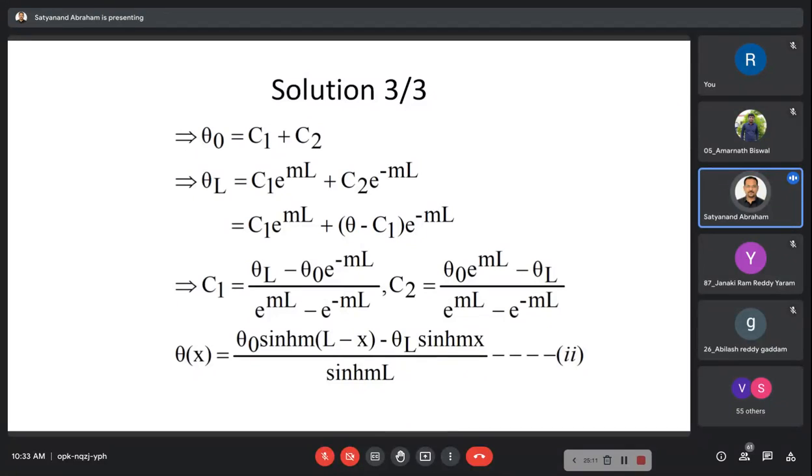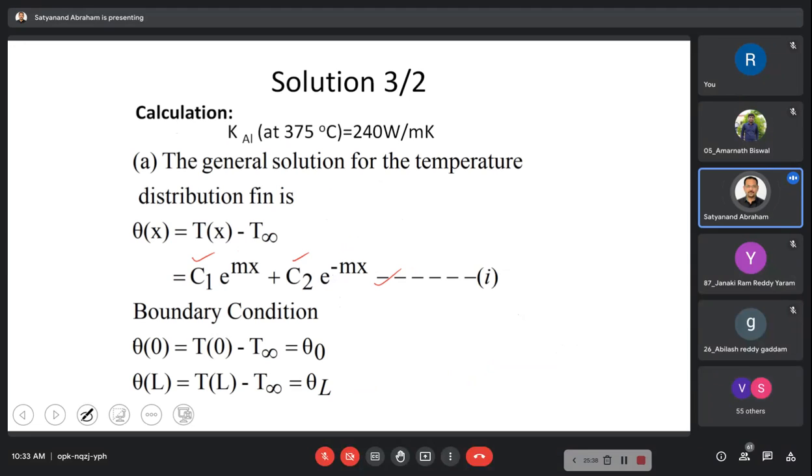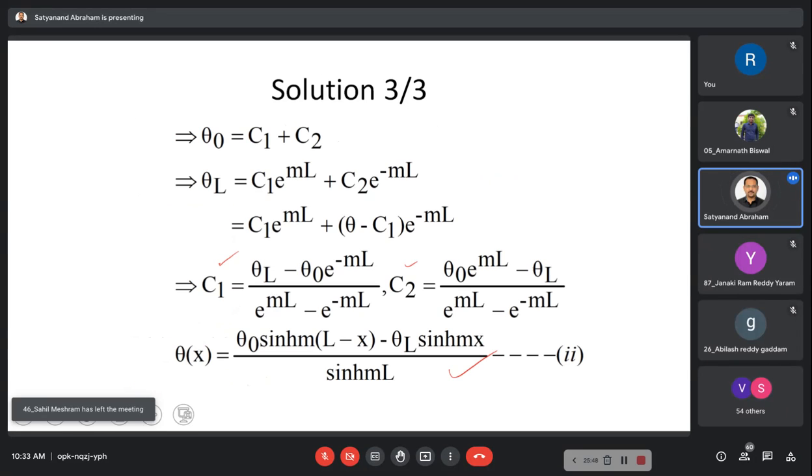I'm not going into very much detail. It is simple algebra only. We have seen it many times how to find the constants. Based on that, you can find C1 and C2, put them in, and get the solution in terms of sine. Here again, you can start with the hyperbolic function also, so you don't have to start with this.